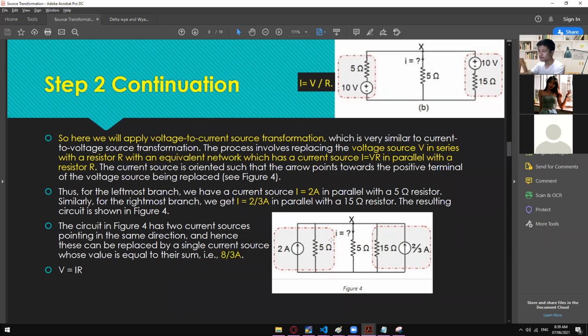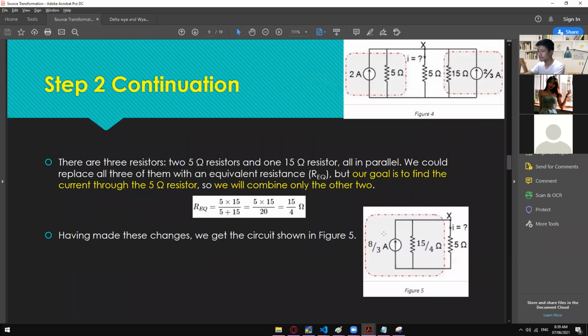Well, anyway, once we're done adding those two, we will have this kind of circuit right here: 8/3 amps for the single current source. Then for the 5 ohms and 15 ohms, we can combine those two also, since they are in parallel connection. Just apply this formula: 5 times 15 divided by 5 plus 15, you will get 15 over 4 ohms.